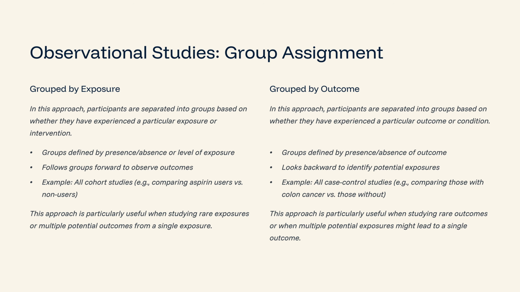Our final classification is group assignment. And this only applies to observational studies because in randomized controlled trials, we're actually intervening in creating the groups. So for observational studies, you can either group by exposure, meaning that you're grouping defined on the presence or absence of a given exposure, like did they smoke? Did they take a medication in the past? And then you follow those groups forward to observe if there are outcomes. And so this applies to all cohort studies.